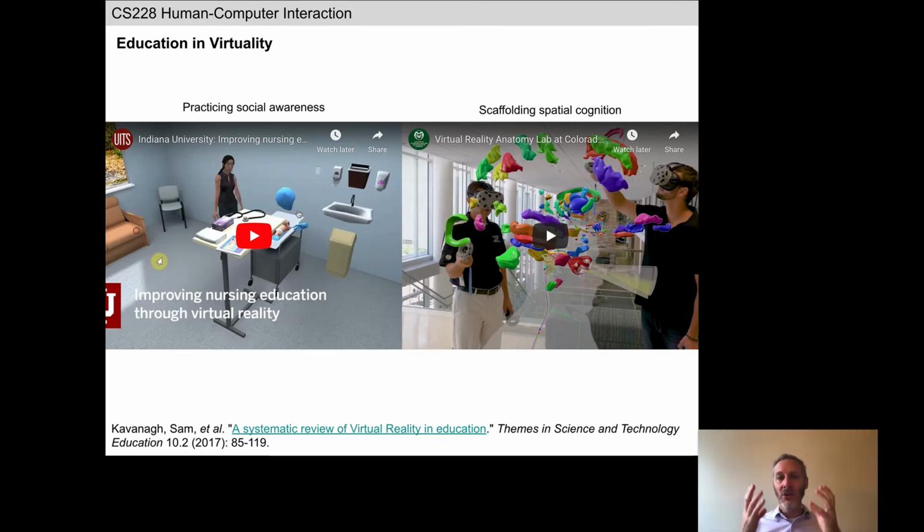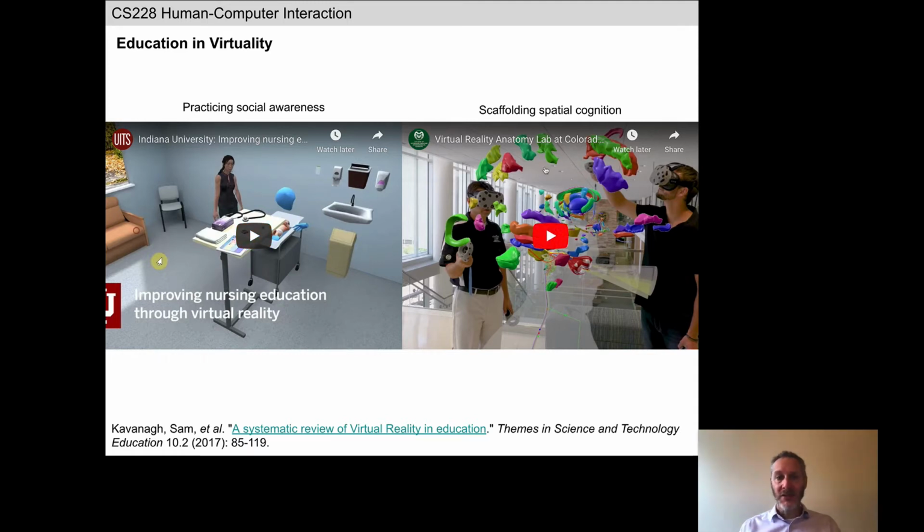And so the immersive quality of virtual reality may be able to help allow nurses in training to dip their toes into that experience before they actually have to do so in reality. Okay.